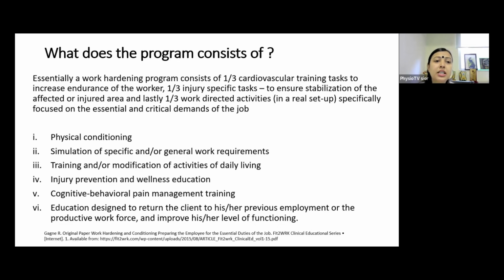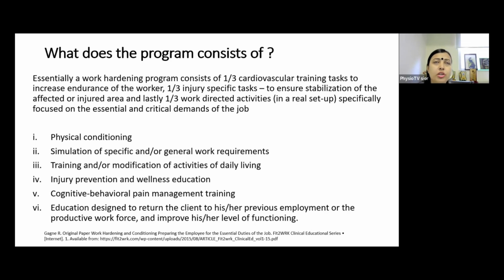In a work hardening program, physical conditioning is an aspect which has to be taken care of, along with simulation of specific or general work requirements. Obviously the requirements of the work, the tasks which were aggravating factors, have to be taken care of, and also the essential elements of the tasks. Training and modification of ADLs, activities of daily living, has to be given to the person. So it's not just about the workplace or task demands. It is also about any other ADLs which were also an aggravating factor for the same pain which the worker would get at the workplace. Injury prevention and wellness education has to be an integral part of work hardening. So it's not just about the actions, it is also about timely counseling of the worker, so that there is no second injury or no other episodes of injury as severe as this one should happen.